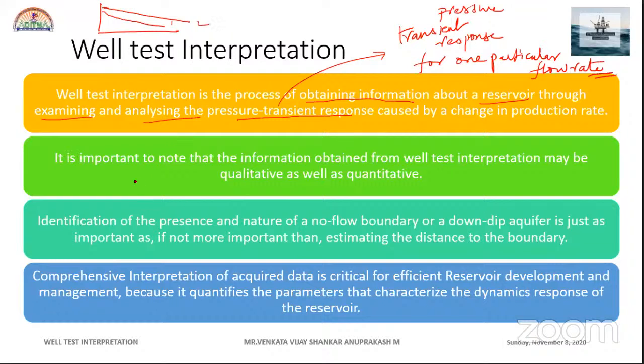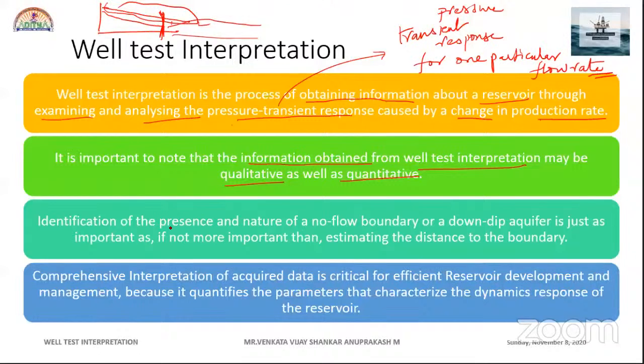So this is what we are talking about, analyzing the pressure transient response caused by the change in the production rate. Even though I am showing it here, up to this point the flow rate is like this. After that, suddenly we change the flow rate, and obviously the curvature will be further changed. So it is important to note that information obtained from the well test interpretation may be qualitative or quantitative. It may be in the form of numbers or it is reflecting something.